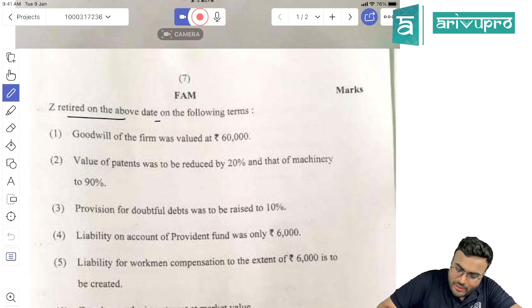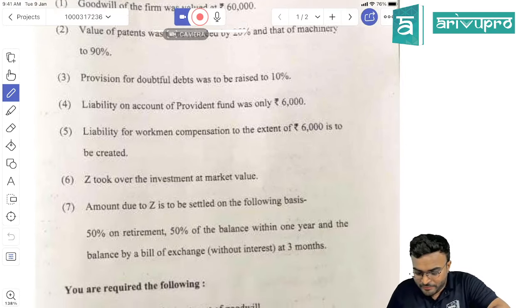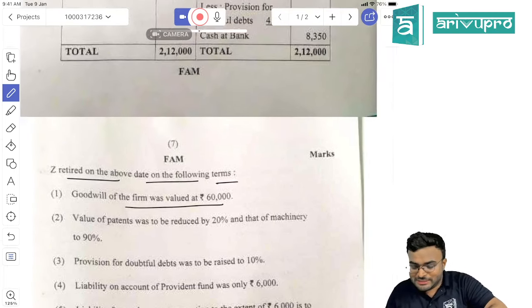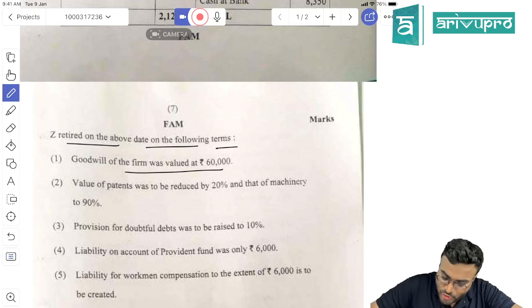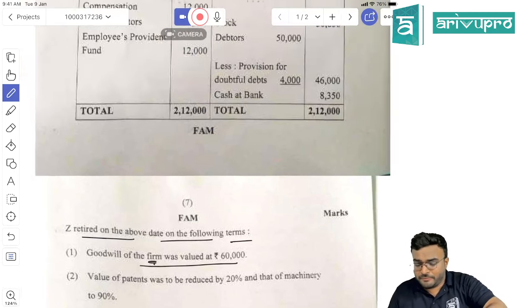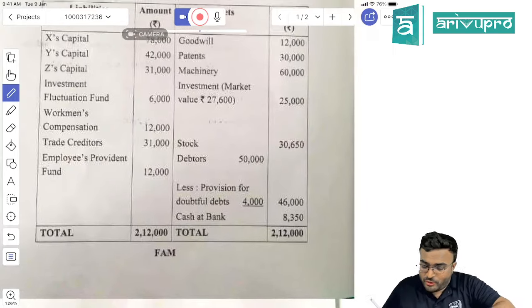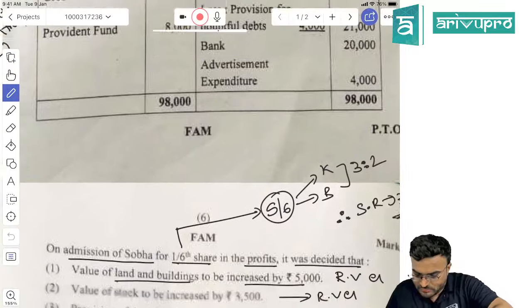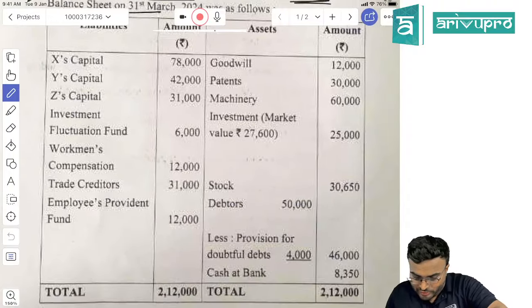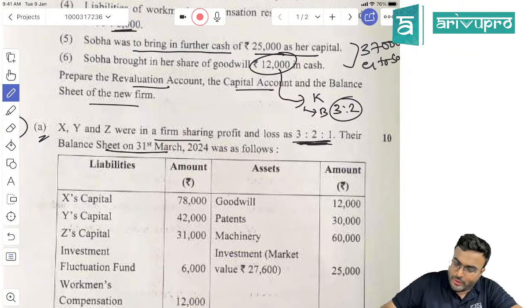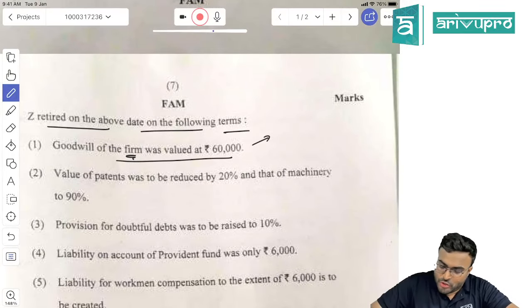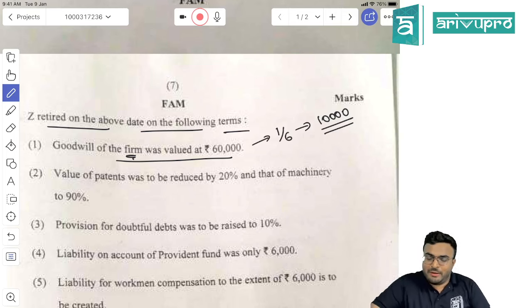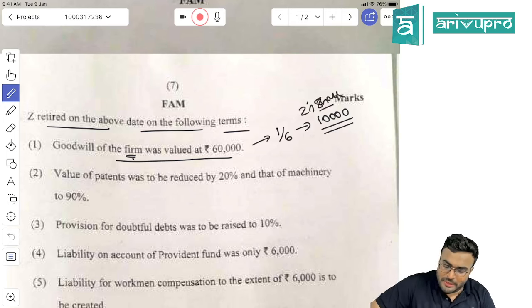Z retired on the above date on the following terms. Goodwill of the firm was valued at 60,000. So you have to see what is Z's share. You can have a look at the starting of the question where they have told it is 3:2:1. So Z's share is 1/6. So 1/6 of goodwill will be 10,000. Z's share will be 10,000. Z is the person who is retiring.